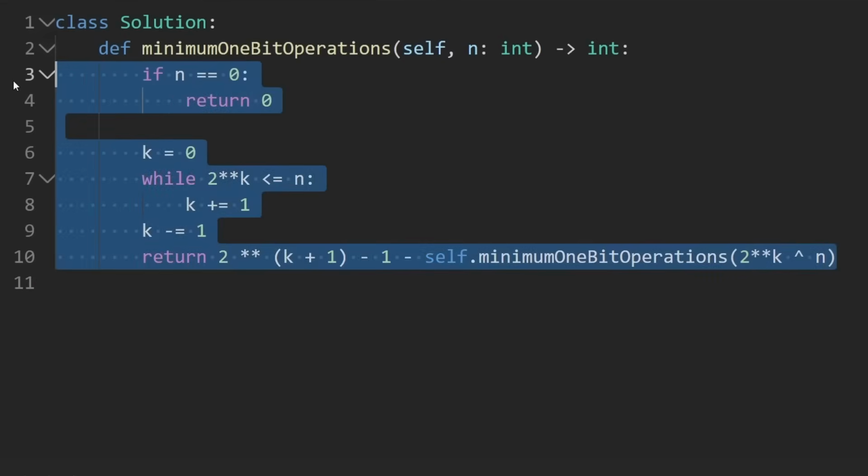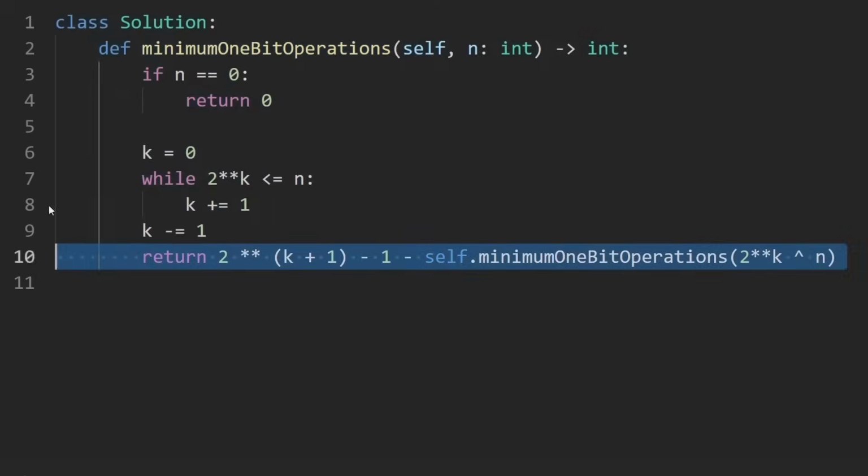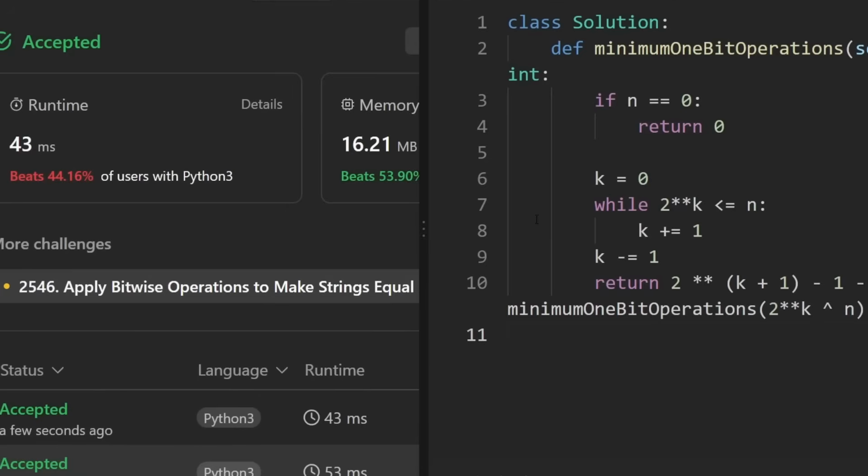Not a lot of code for a very long explanation, but please don't let this fool you. This is a very, very hard problem. Now let's run it to make sure that it works. And as you can see on the left, it does, and it is relatively efficient.